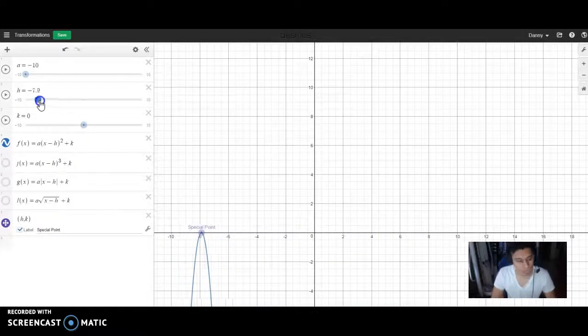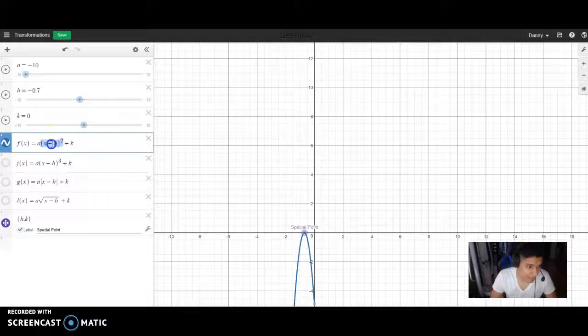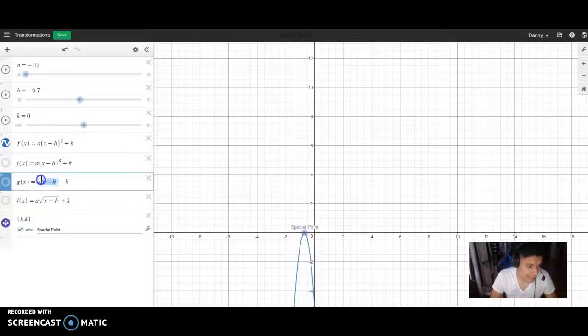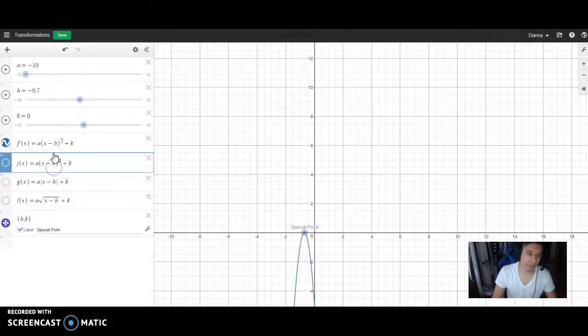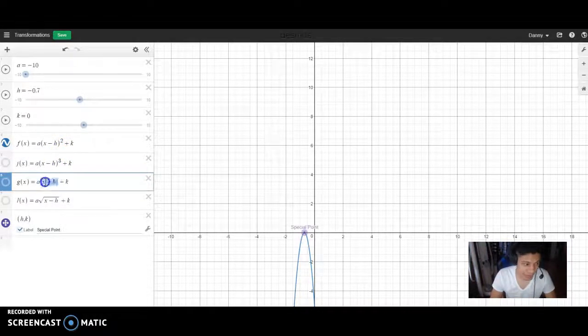So this is super important to know: h is always going to be inside. You see how it's inside? It's always inside the function before you apply the main part of the function, which is either the square, the cubic, the absolute value, or the square root, for example.